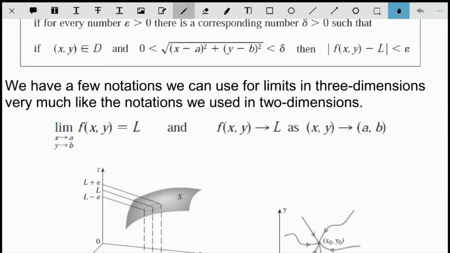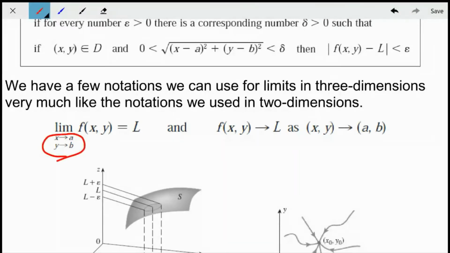Here's a couple of different notations. We can write the x and the y separately, with the limit as x approaches a and y approaches b of that function. Typically, I'm going to use just the coordinate notation, but you can also write it out: the function approaches the limit L as (x, y) approaches (a, b).